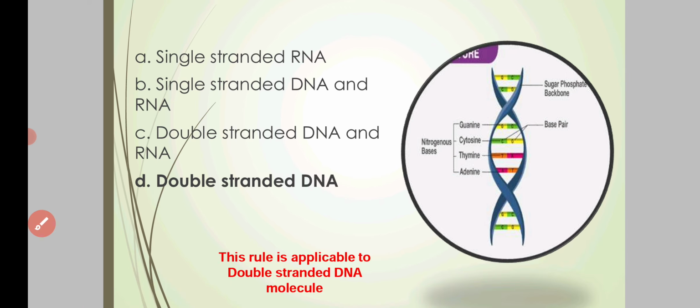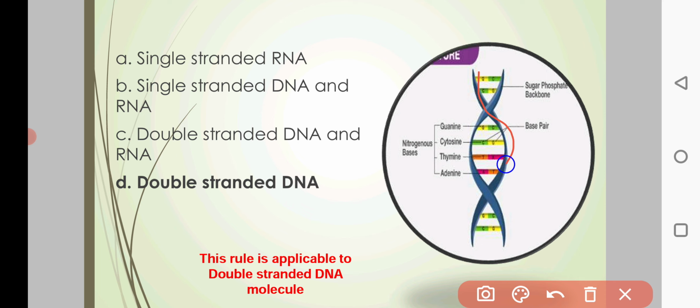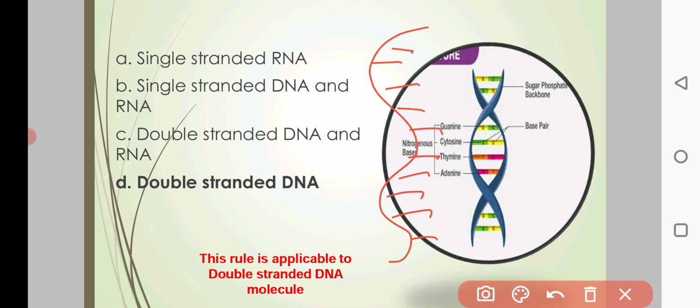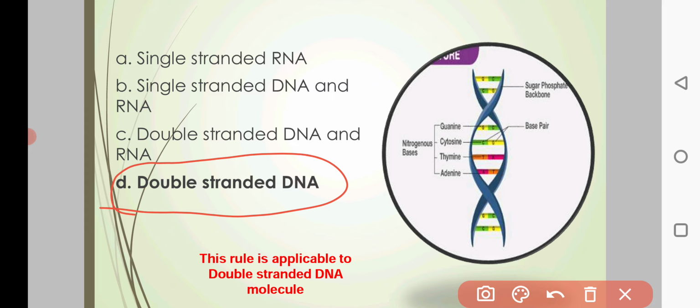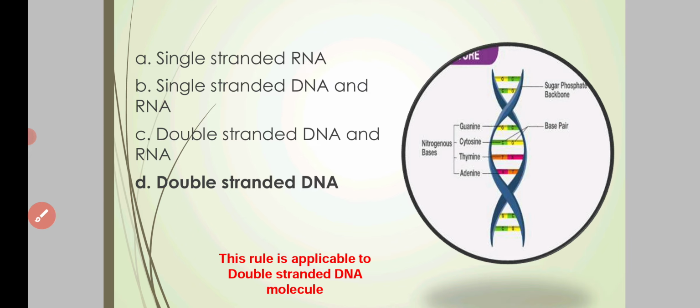Like this, you can see here in this image, this is a double stranded DNA molecule in which this is one strand and this is the another strand, and both are joined together by the base pairing. Okay, so this is double stranded DNA molecule. Single stranded RNA is like this only, in which these will be the bases, and on RNA molecules this rule is not applicable. So here you can see that it is only applicable to the double stranded DNA molecule.